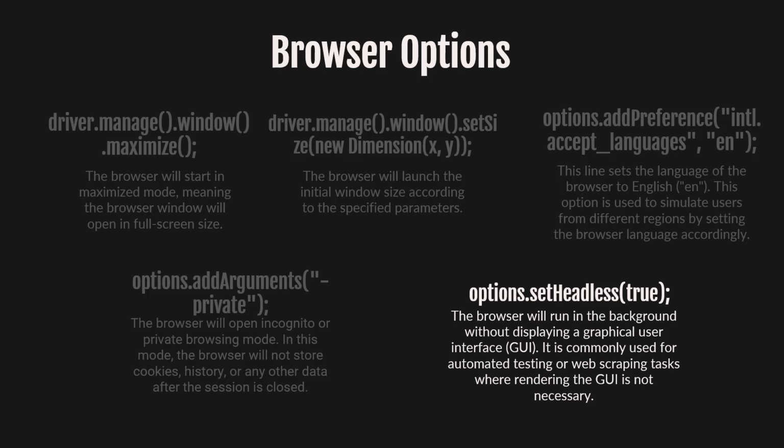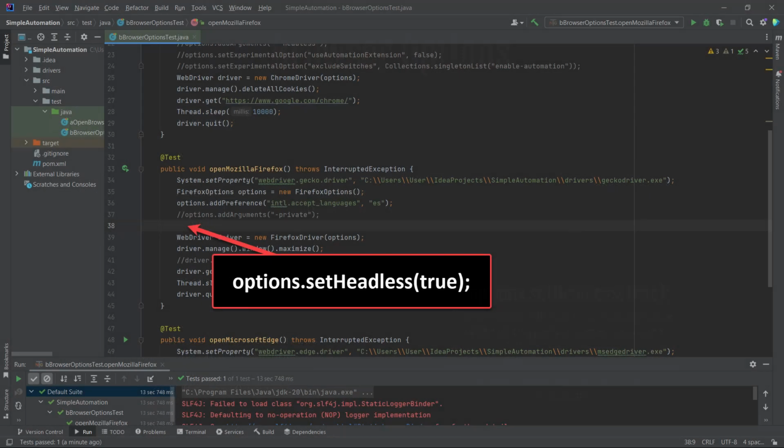Now, let's explore one more browser option, the Headless option. This option will run the browser in the background without displaying a graphical user interface. It's commonly used for automated testing or web scraping tasks where rendering the GUI is not necessary.